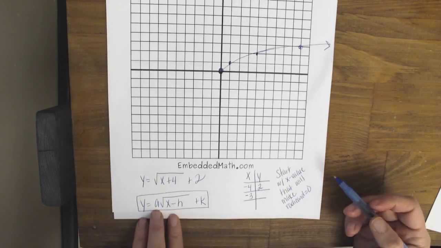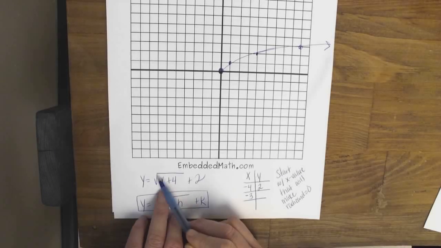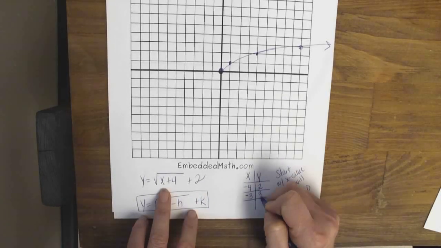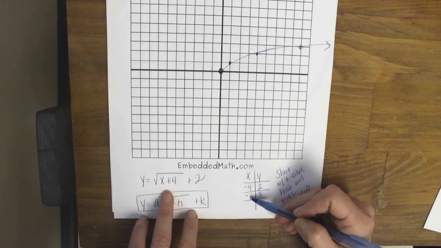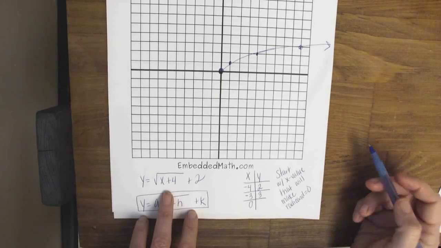Why would I go to negative 3? Because negative 3 plus 4 is 1. Square root of 1 I know is 1. 1 plus 2 is 3. So I went up by 1. Now I'm going to go up by 3. Why am I going up by 3?